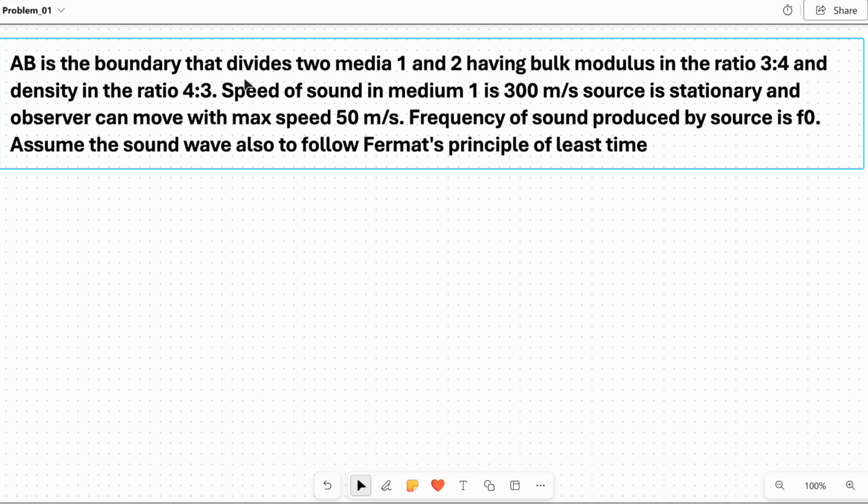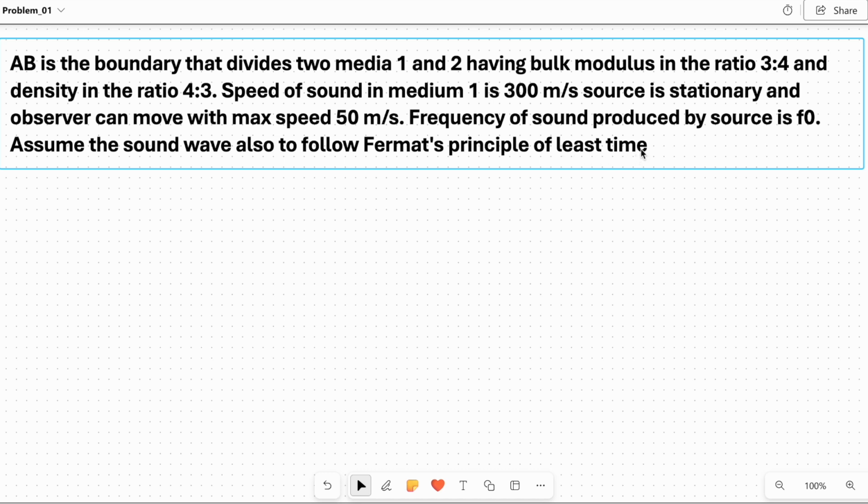AB is the boundary that divides two media 1 and 2, having bulk modulus in the ratio 3 is to 4 and density in the ratio 4 is to 3. Speed of sound in medium 1 is this. Source is stationary and observer can move with a maximum speed of 15 meters per second. Frequency of sound produced by source is f naught. Assume that sound waves also follow Fermat's principle of least time.